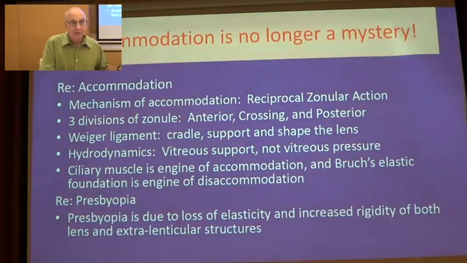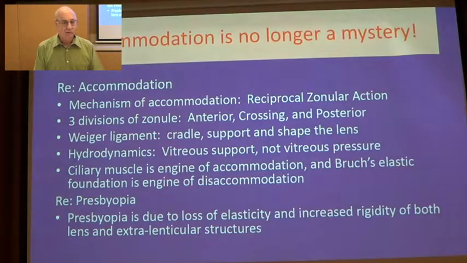The take-home messages are listed. The mechanism of action is reciprocal zonular action. There is vitreous support, but not vitreous pressure. Zonular architecture is divided into 3 divisions based on structure and function, and the important support structure of Wieger ligament is shown.